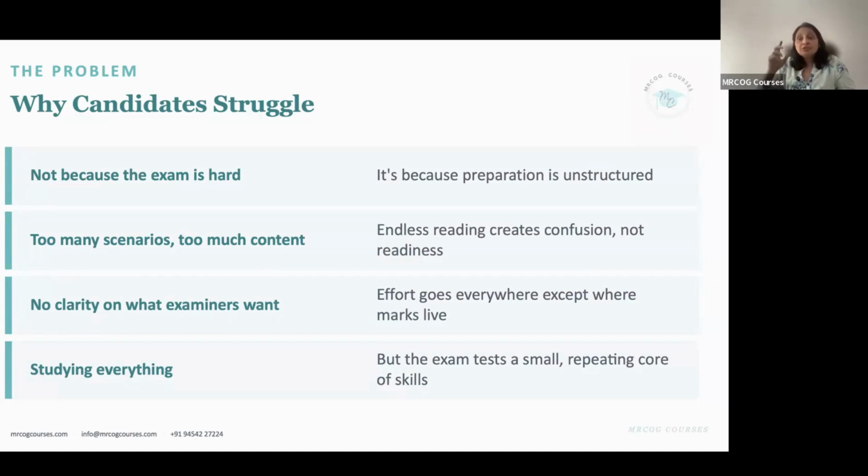So exactly, you should keep in mind what the examiner is looking for. Studying everything, but the exam tests a small repeating core of skills. Again, it's only 20 to 30% of the syllabus which is tested in the exam. So, no need to cover from cover to cover. It's not going to work.